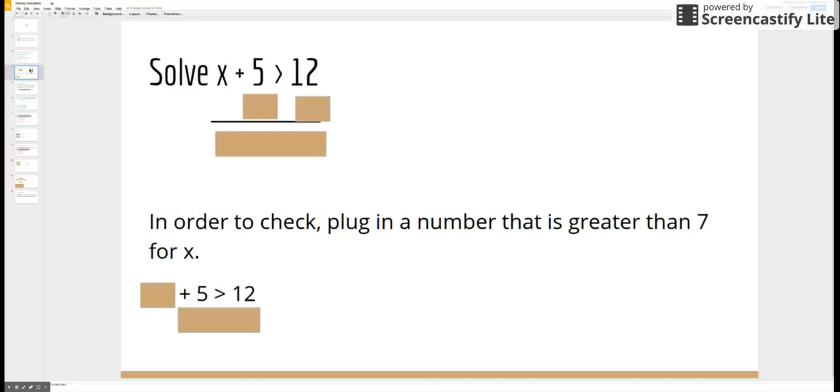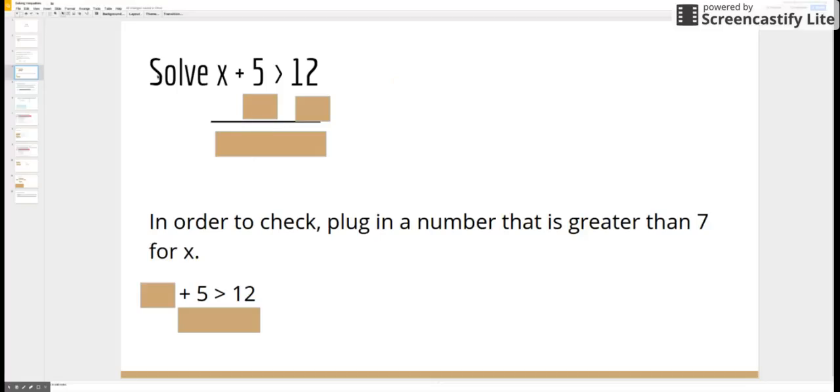Now here we want to solve for x. So solve x plus 5 is greater than 12. Everything that you do for equations, you do for inequalities. The only difference is instead of an equal sign here, you're going to pretend like you have a greater than sign. So just solve everything the way that you normally would, and then you would get your answer.